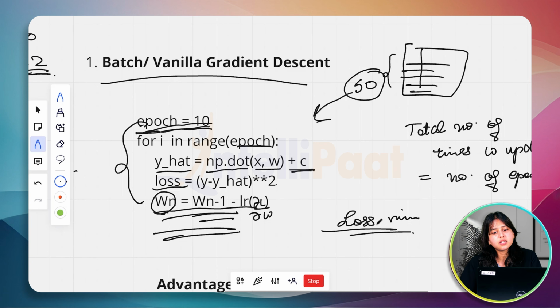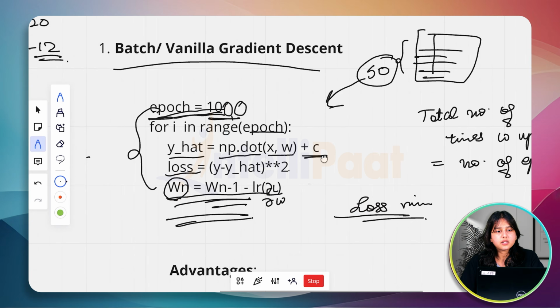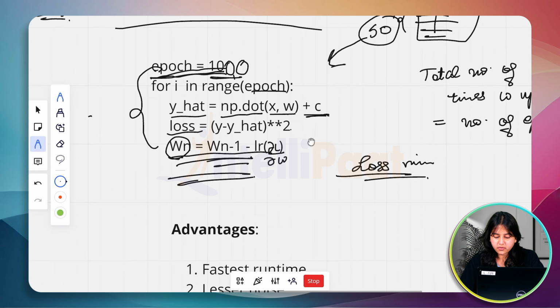In case our loss is still a little higher than what we wanted, we would simply go ahead and increase the number of epochs. Say from 10 we jump to 100. So at the 100th epoch, we check our weights, we check our loss, and we see if this is what our optimum loss should look like. If not, we go ahead and further increase our epochs, right? So this process can be done any number of times.